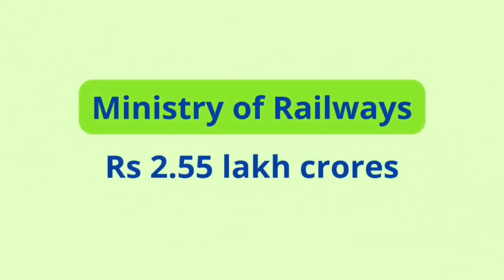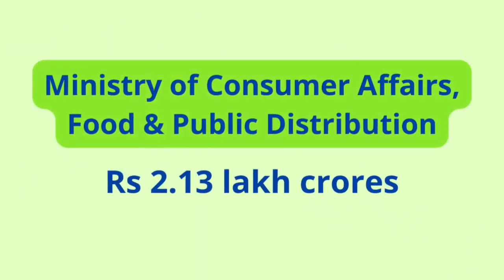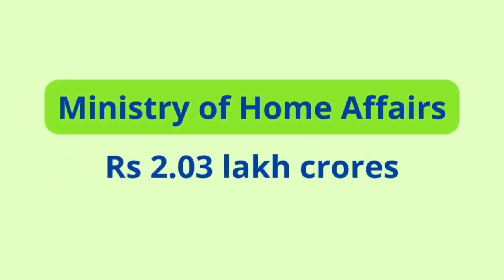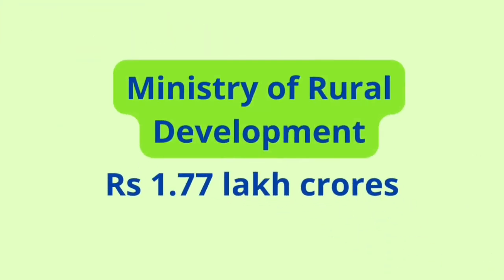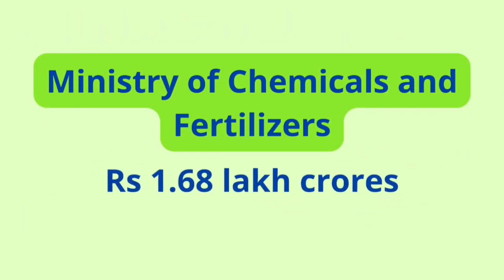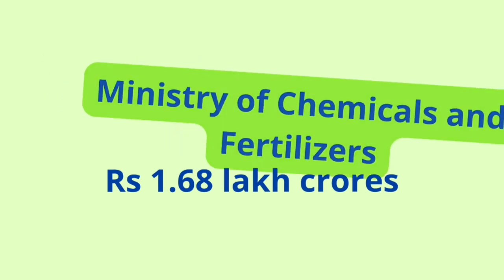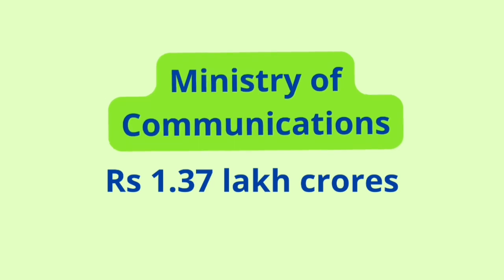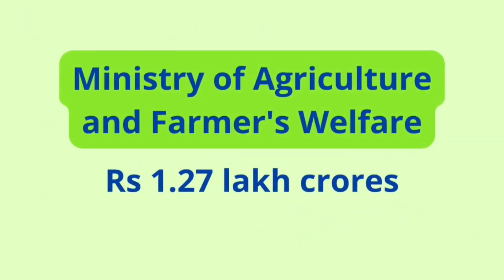Ministry of Railways rupees 2.55 lakh crores. Ministry of Consumer Affairs, Food and Public Distribution rupees 2.13 lakh crores. Ministry of Home Affairs rupees 2.03 lakh crores. Ministry of Rural Development rupees 1.77 lakh crores. Ministry of Chemicals and Fertilizers rupees 1.68 lakh crores. Ministry of Communications rupees 1.37 lakh crores. Ministry of Agriculture and Farmers Welfare rupees 1.27 lakh crores.